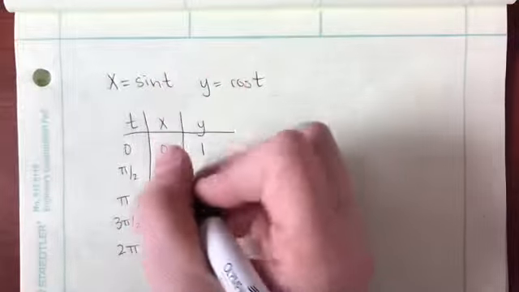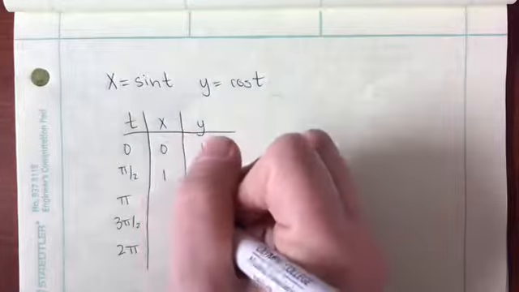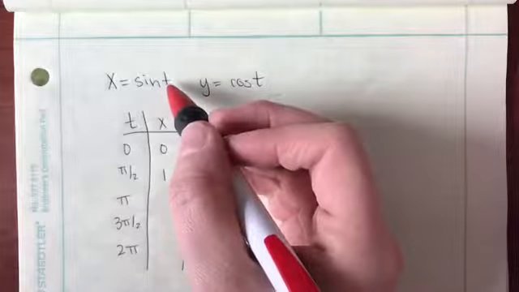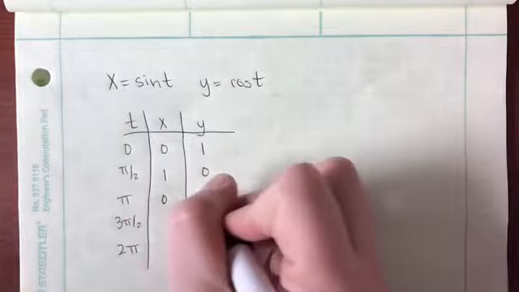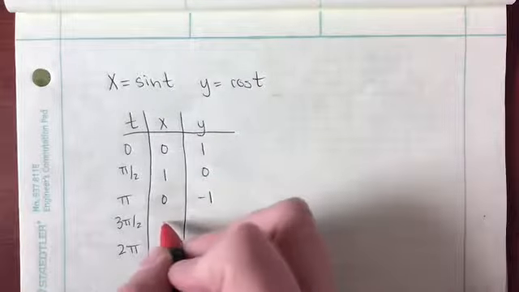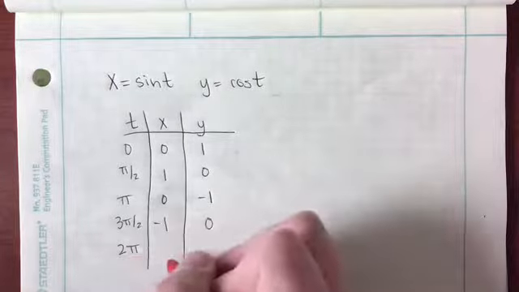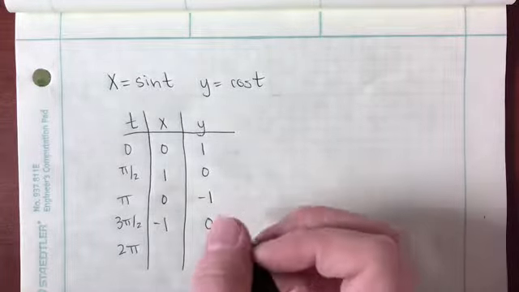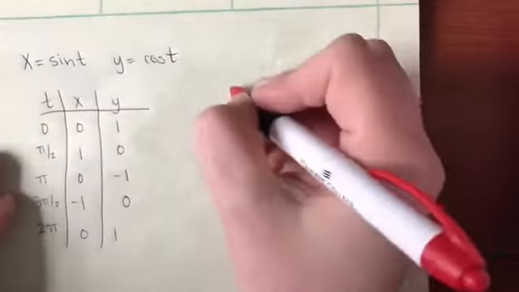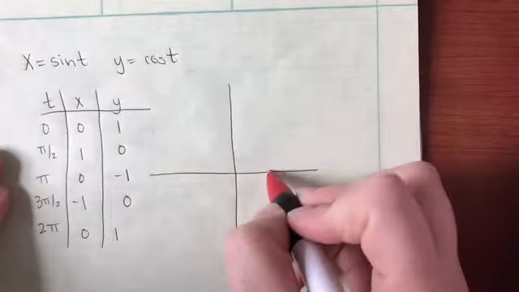If I plug in pi over 2, the sine of pi over 2 is 1, and the cosine of pi over 2 is 0. If I plug in pi, the sine of pi is 0, and the cosine is negative 1. If I plug in 3 pi over 2, the sine is negative 1, and the cosine is 0. If I'm back to 2 pi, I've gone one full complete period, so I'm back to (0, 1).